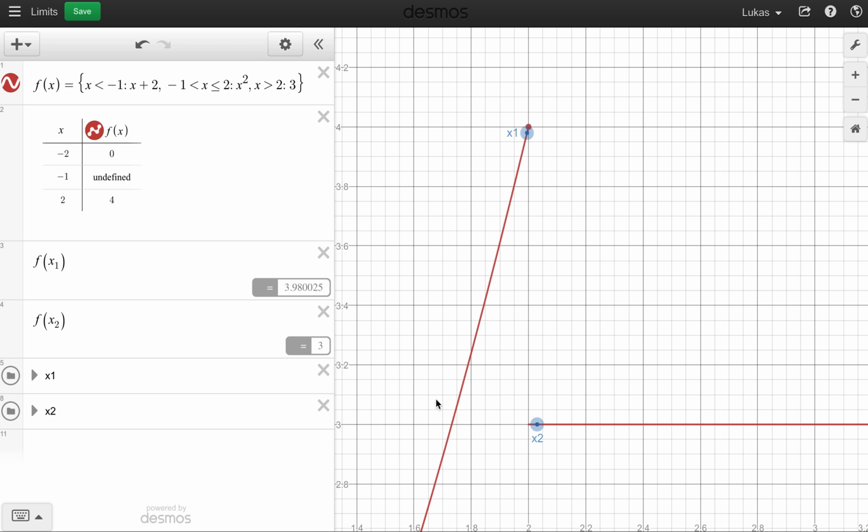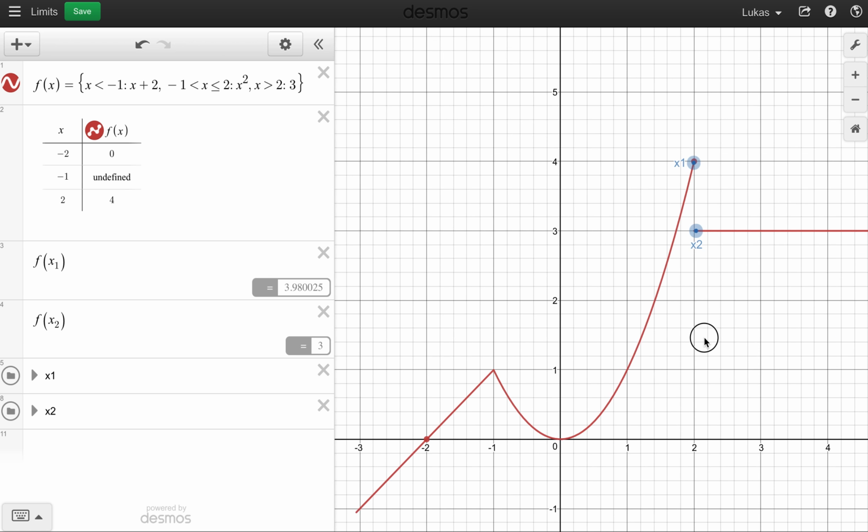So because the limit from the left side is approaching something different from the right side, we say this limit does not exist. Though the function does exist, we know that, right? It's at 4. The function does exist at this point, but the limit does not exist.